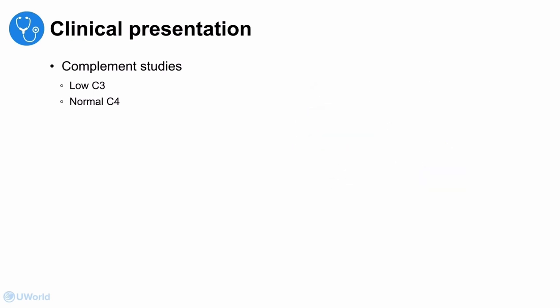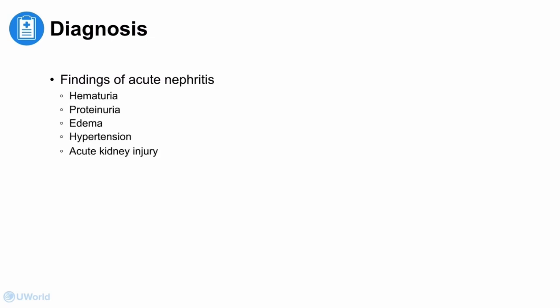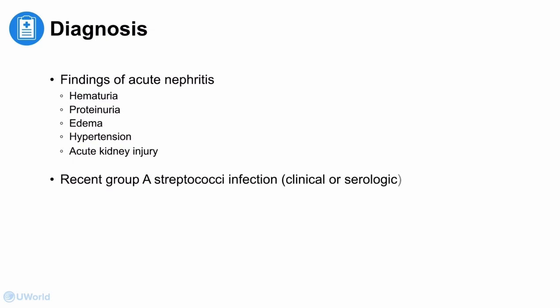Patients also have elevated titers of anti-streptococcal antibodies, including anti-streptolysin and anti-hyaluronidase. The diagnosis of PSGN is made in patients with signs and symptoms of acute nephritis and either a history or laboratory evidence of recent Group A Streptococci infection.